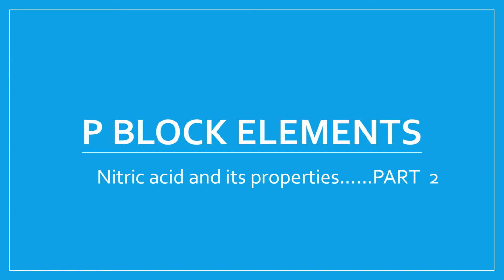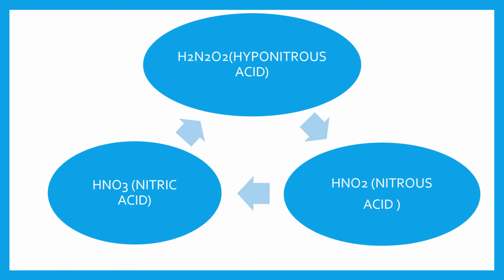This video is about P block elements, mainly the oxo acid, nitric acid and its properties. Oxo acids are those in which the acidic proton is attached to a hydroxyl group, which in turn is attached to an oxo group on the same atom. We have three different oxo acids for nitrogen.